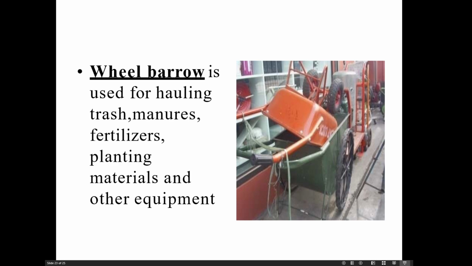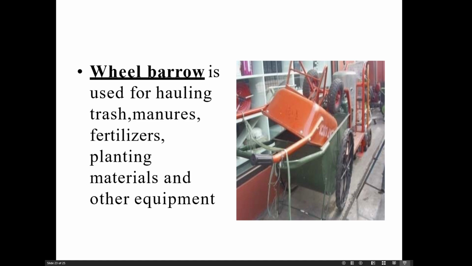Next, we have the wheelbarrow. So, I believe most of you familiar sa wheelbarrow, kung ano ang ginagawa ng wheelbarrow. So, it is used for hauling trash, manures, fertilizers, planting materials, and other equipment. So, in short, it carries different stuff in gardening.